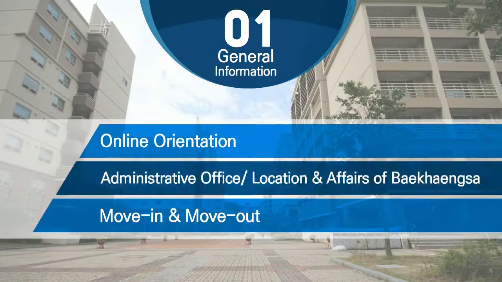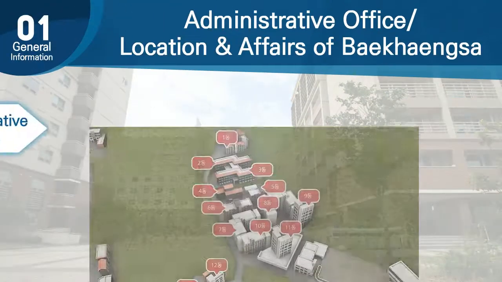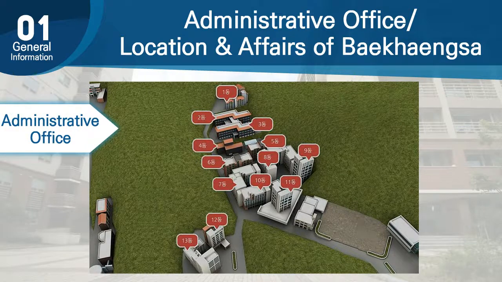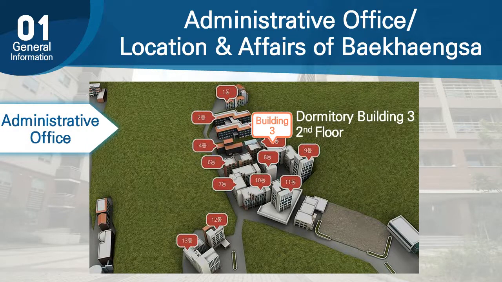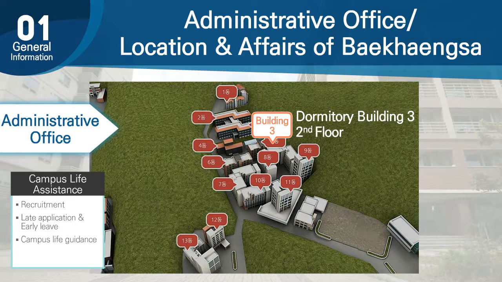It is recommendable to be aware of the location of affairs of the administrative office and 백행사 for a better stay. The Integrated Administration Office is located on the second floor of Student Dormitory Building 3. The Student Life Guidance Team is responsible for selecting and recruiting students, educating students about entering and moving out of dormitory, and other parts about basic student life.